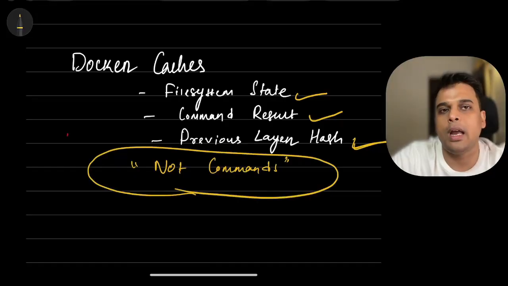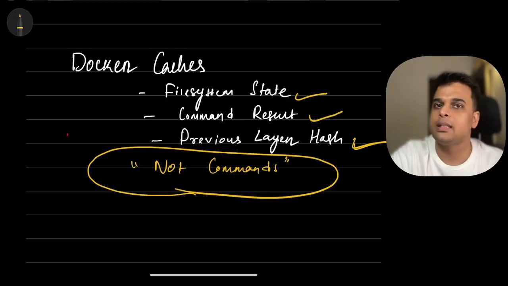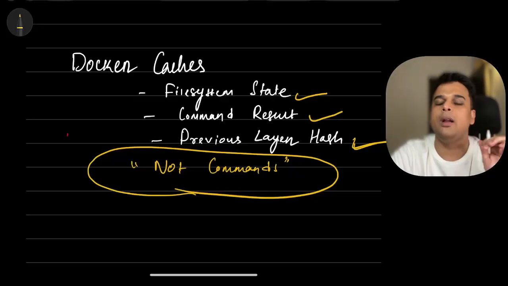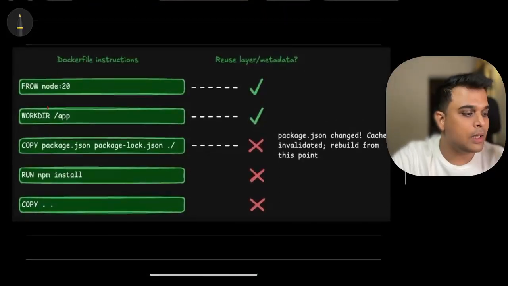For example, let's say you have a pip install command. So Docker thinks: is the entire file system before this step identical to last time or not? If yes, then reuse the cache. If no, then rerun the step. And once one layer changes, everything after it has to be rerun. That is what we call cache invalidation.